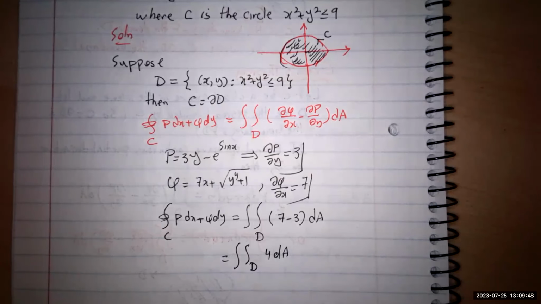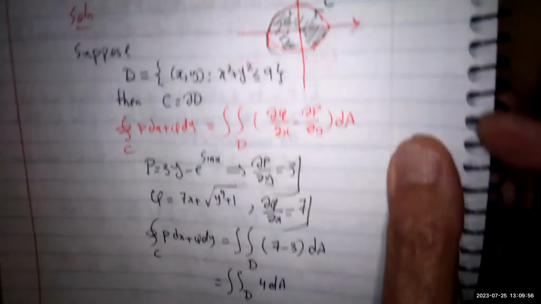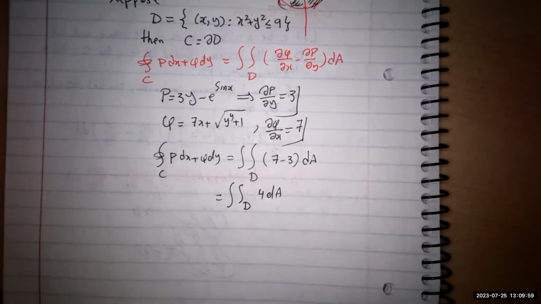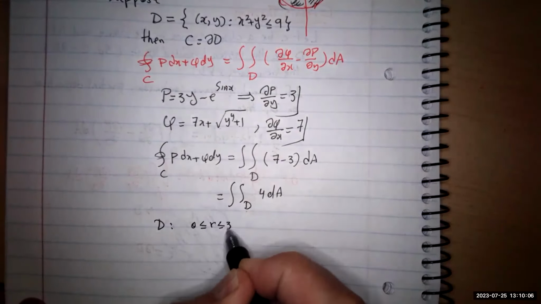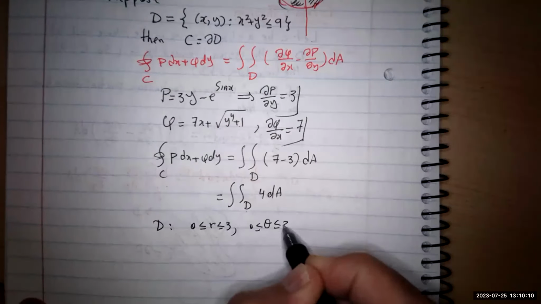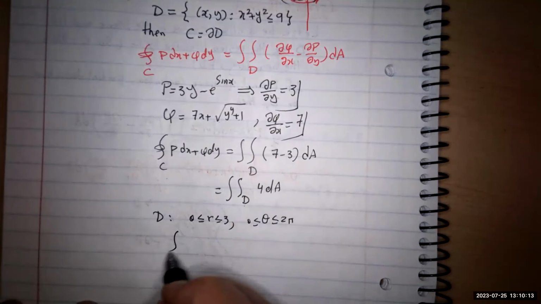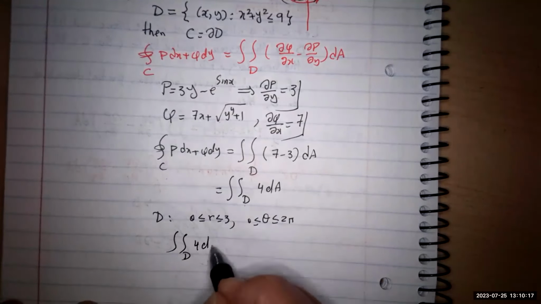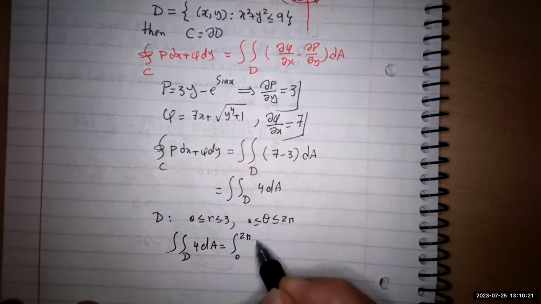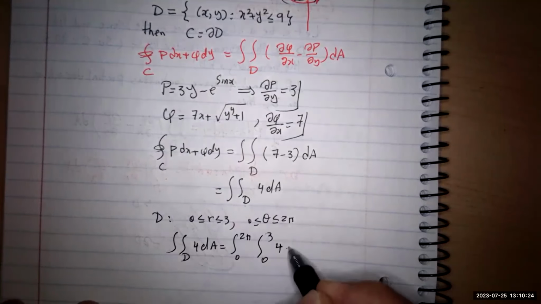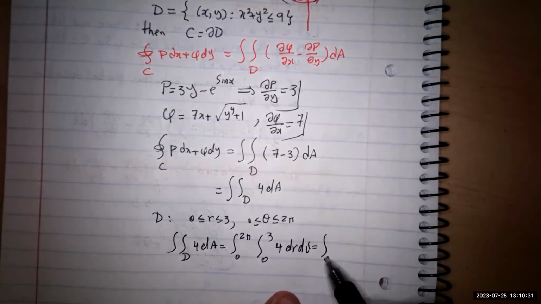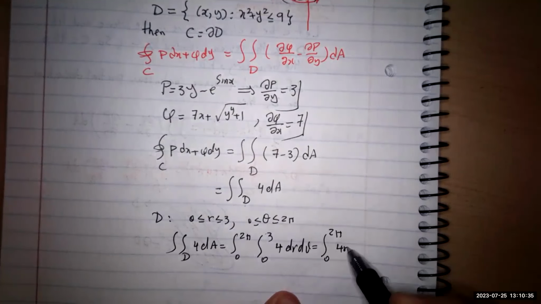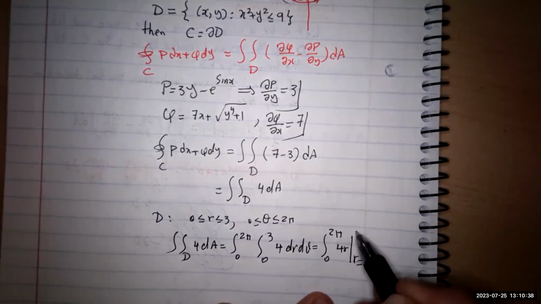Since your domain is a circle, you are going to use polar coordinates to find it. The domain is a circle centered at 0, and just a reminder, in this domain the radius is 3, and your theta is going to be between 0 and 2 pi. So this double integral on the circle is going to change to the integral from 0 to 2 pi, 0 to 3, of 4, then dr d theta. That gives you the first part: the integral from 0 to 2 pi, the integral with respect to r would be 4r, going from 0 to 3, and when you're done, d theta.